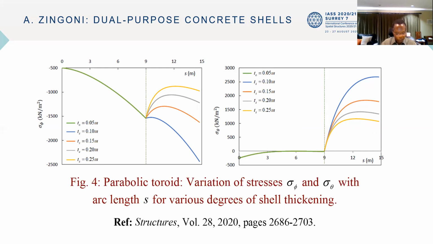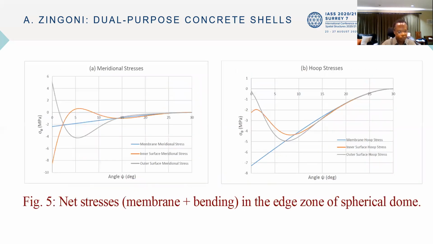Taking into account the edge effect, here is what the actual pattern of stresses looks like in the case of the spherical dome fixed at the base. As expected, bending significantly alters the membrane state of stress, but the effect is generally localized to the edge zone. Reinforcement on both faces of the shell thickness will take care of these bending stresses.